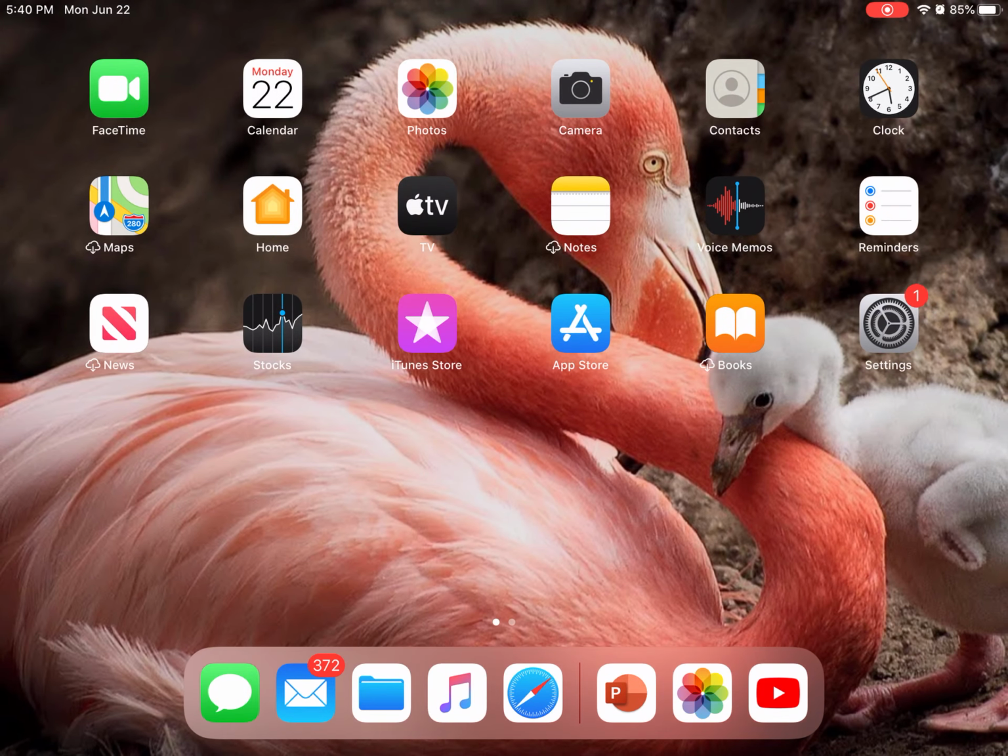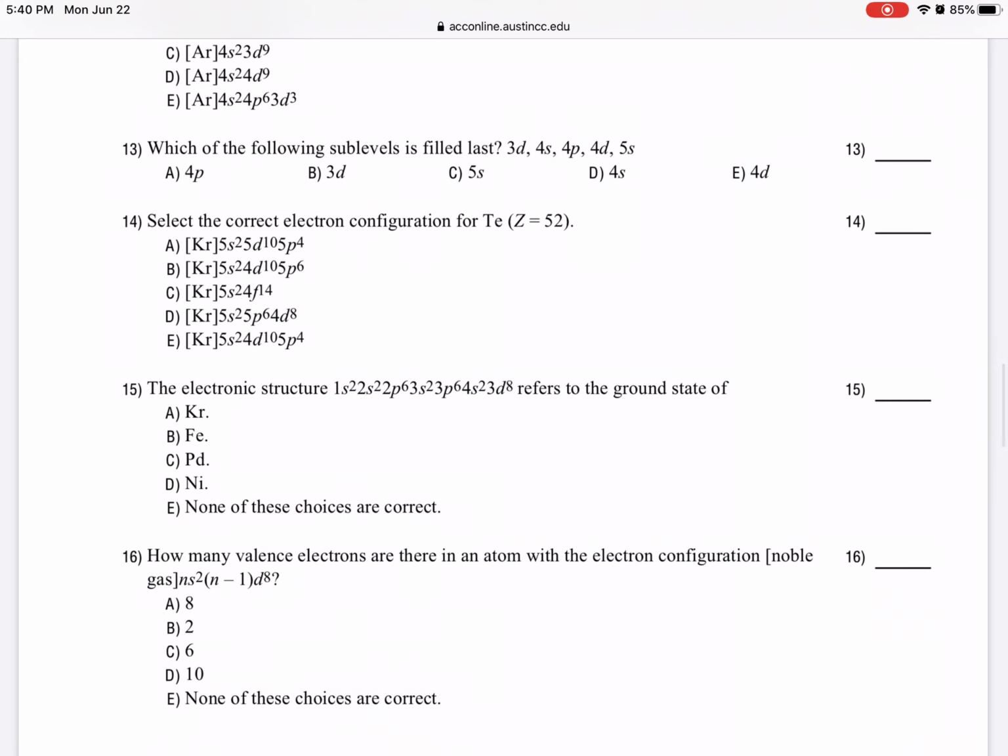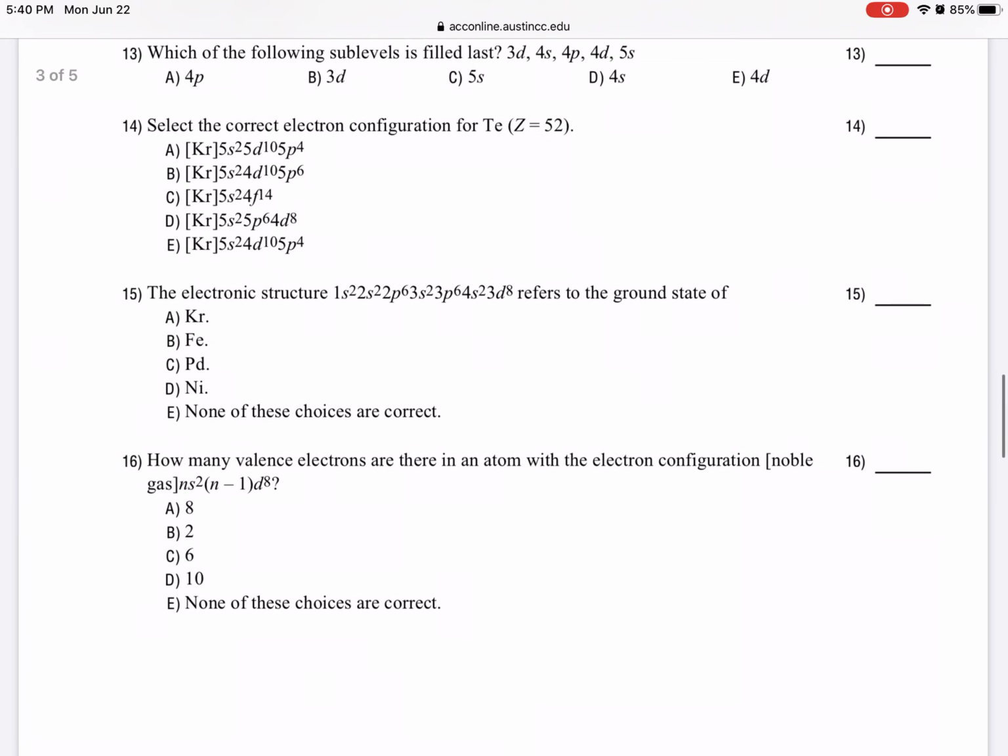The next one. Alright, number 15. The electronic structure 1s2, 2s2, 2p6, 3s2, 3p6, 4s2, 3d8 refers to the ground state of. Now the easiest way you can find is you count the number of electrons in each subshell. So 1s is 2, meaning there are 2. So 2 plus 2, 4 plus 6, 10. 10 plus 2, 12. 12 plus 6, 18. 18 plus 2, 20. 20 plus 8, 28.